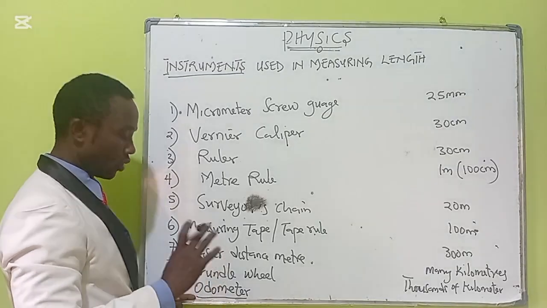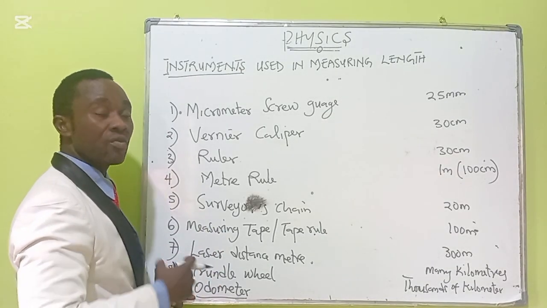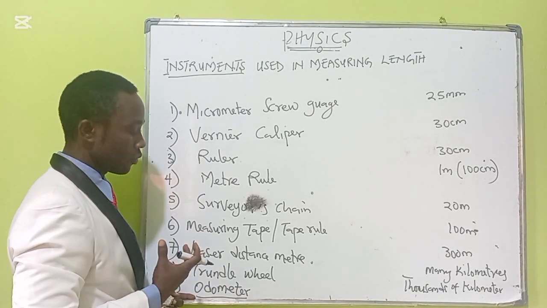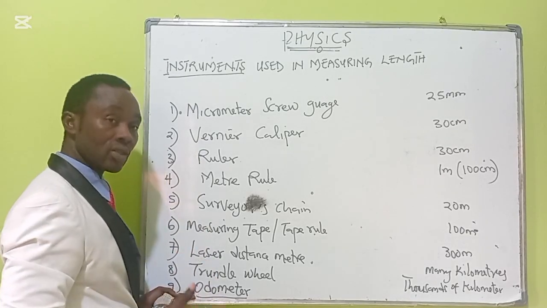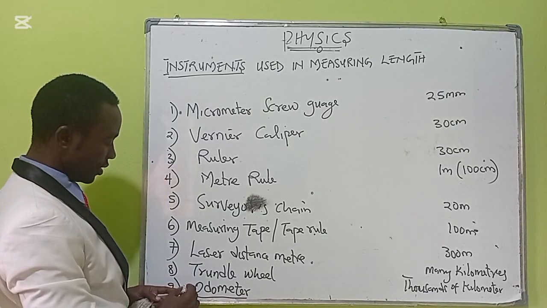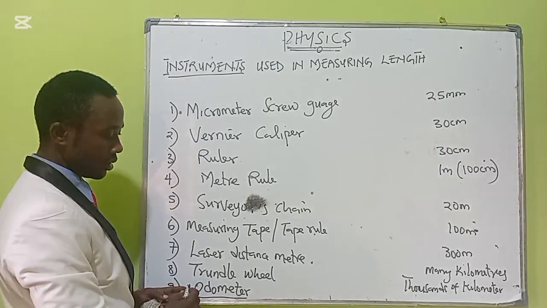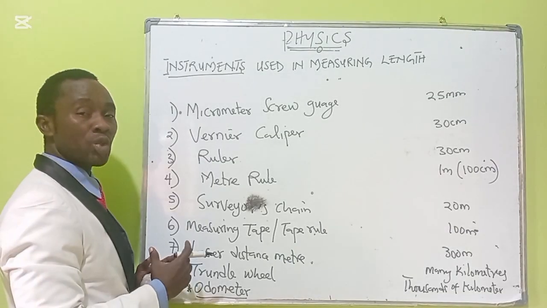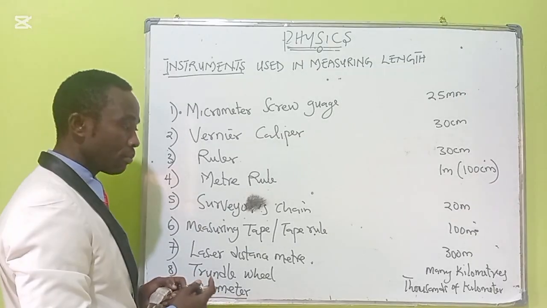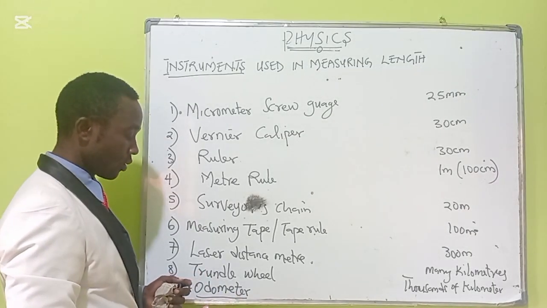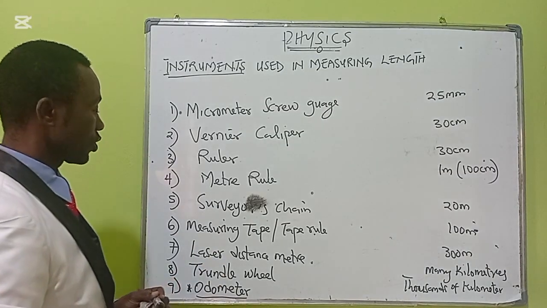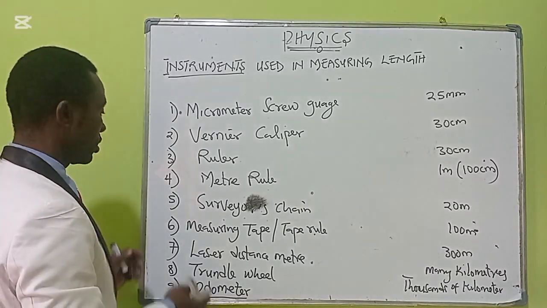It can record distance even until the lifetime of the car. Anywhere the car is going, it is measuring the total distance. That is a kind of recording, but it is not manual. The manual one that can measure the longest is the trundle wheel. You can use it to measure thousands of kilometers as long as you keep rolling it. It is the one that people who construct roads use.